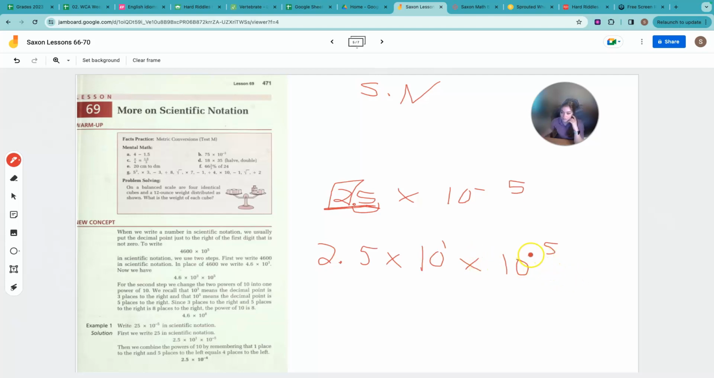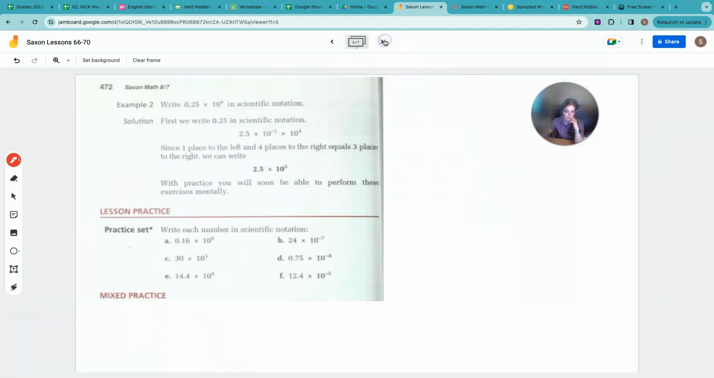So this is where that algebraic addition comes in, because we have 1 plus negative 5. Really, it's just 1 minus 5. So we would get 2.5 times 10 to the negative 4th power. And that would be our answer. Okay, we're going to head to the next page.